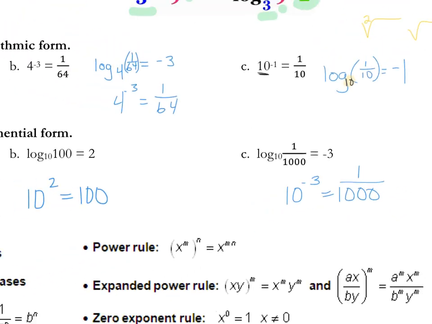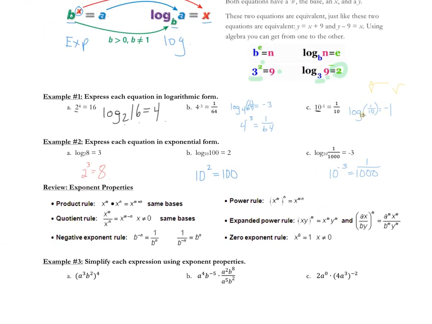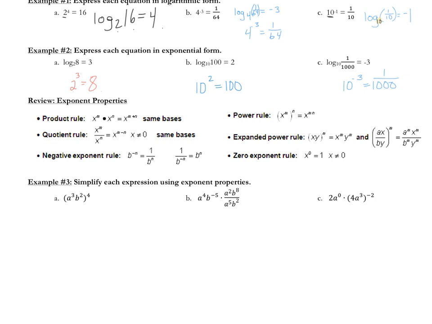So all we've done so far is move back and forth between logarithmic form and exponential form. Now we're going to take a minute or two to just review our exponent properties. Like I said above, logarithms are very closely related to exponents. So if exponents and logarithms are very closely related, it makes sense that the rules that govern exponents will also govern logarithms. So, just a quick review here.